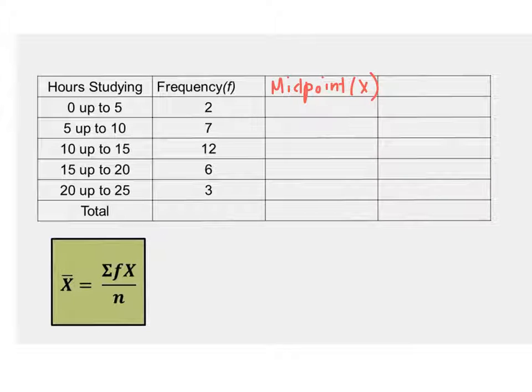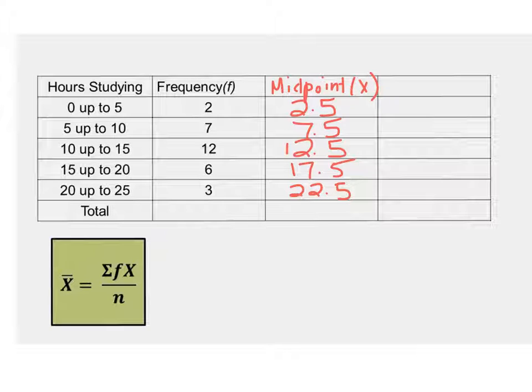So 0 up to 5 would be 2.5. 5 up to 10 would be 7.5. 10 to 15 would be 12.5. 15 to 20 would be 17.5. And 20 up to 25 would be 22.5.